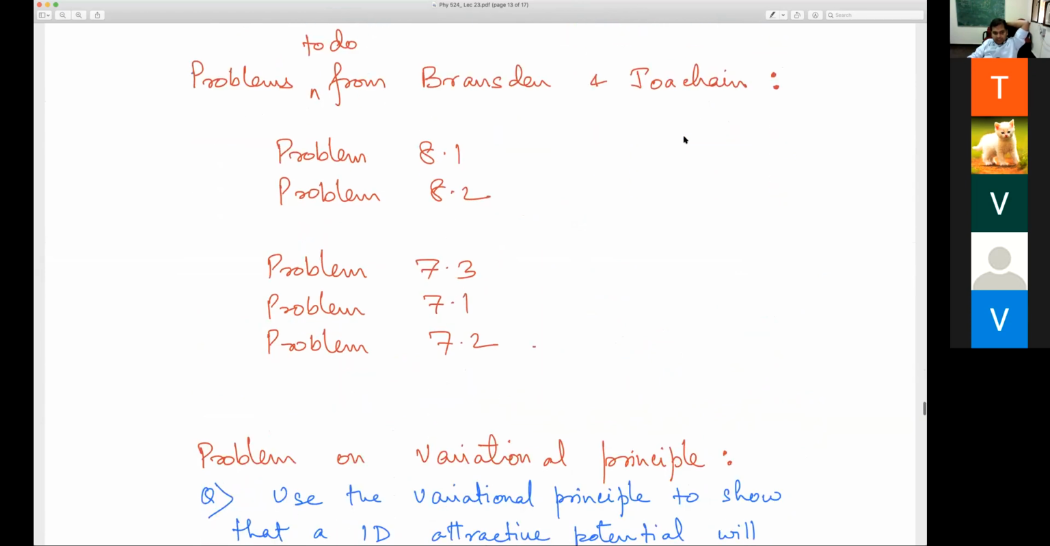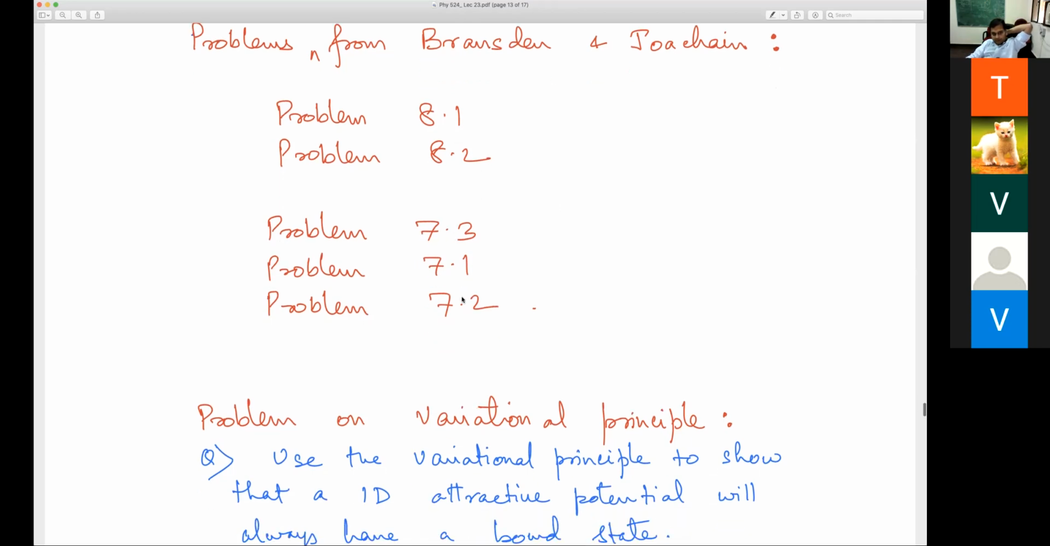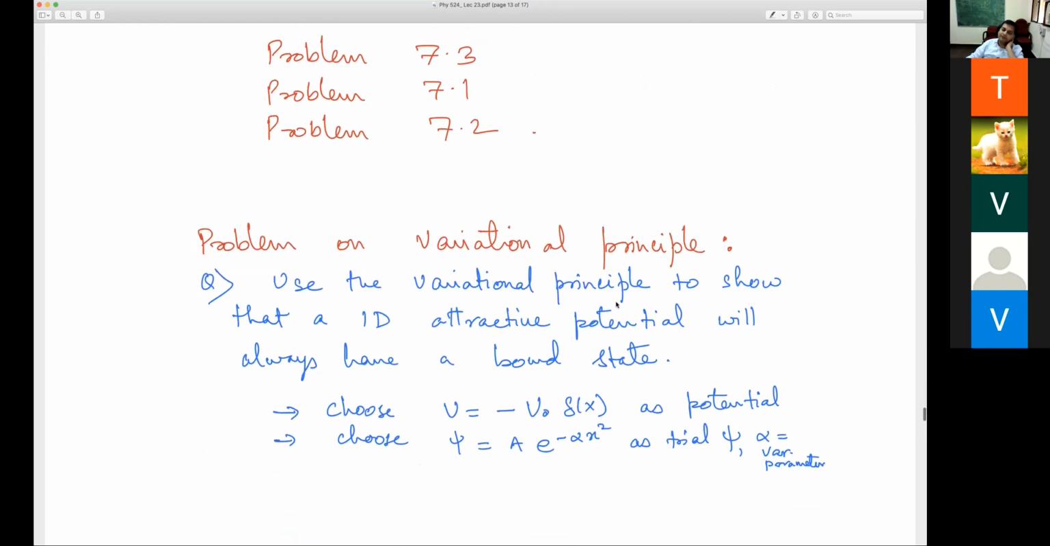And then I just wanted to write down explicitly some of the problems for you to try, based on what we have done in the last two classes or so. So from the 8th chapter, problem number 8.1, problem number 8.2, and from chapter 7, problems 1, 2, 3, let's say, to start with. Okay. And then I had a special problem, just to give you an idea about the variational problem, etc.